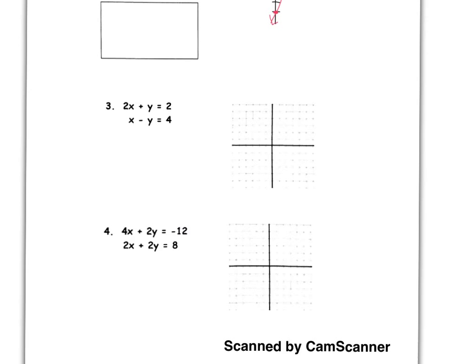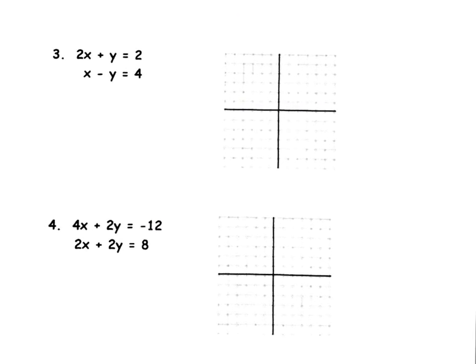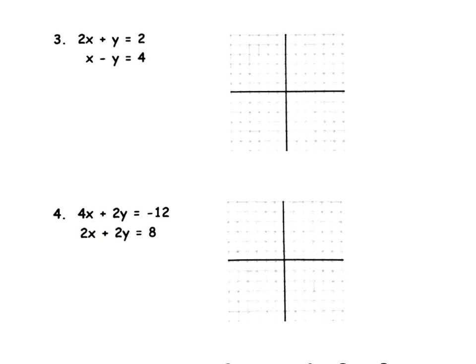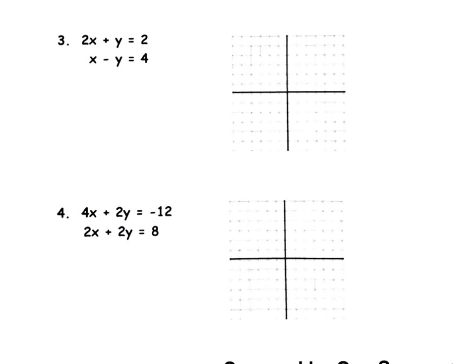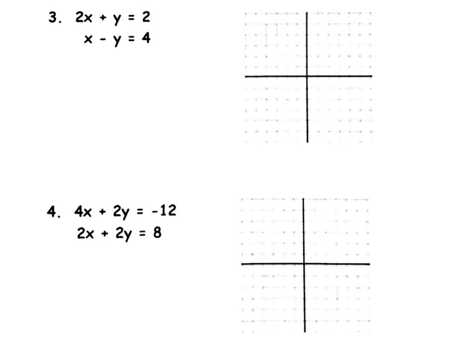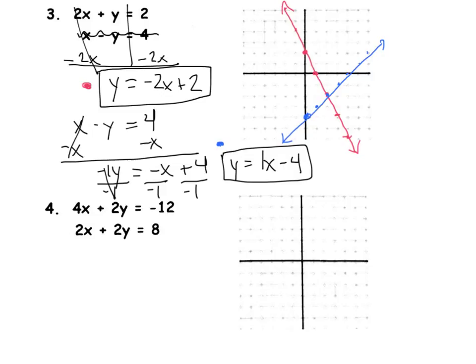Okay, I'm going to have you try numbers 3 and 4 on your own, so pause the video and then check back to find the solutions. So here is number 3, and you can clearly see that that is where they intersect. So your solution is 2, -2. All right. Now on to number 4.